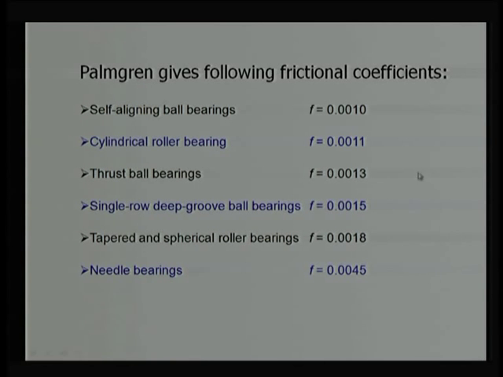This slide shows a comparative study among the coefficients of friction. You can see the coefficient of friction for a self aligning ball bearing is given as 0.001. The coefficient of friction for a needle roller bearing is given as 0.0045. For other bearings also the coefficient of friction is given, but we know very well that the coefficient of friction is a system property. It cannot be just a bearing property. Without lubricant, the coefficient of friction will increase. With too much lubricant, again the coefficient of friction will increase.